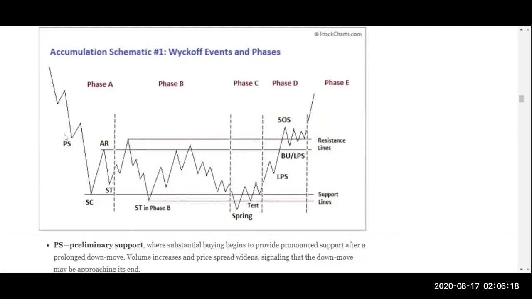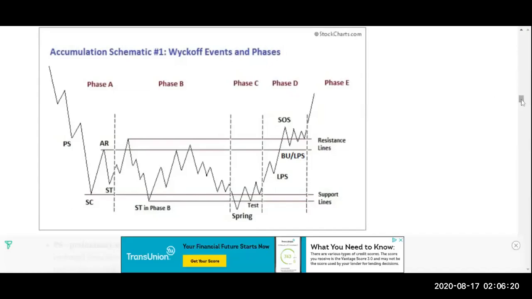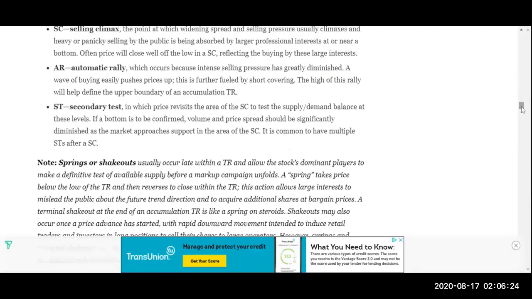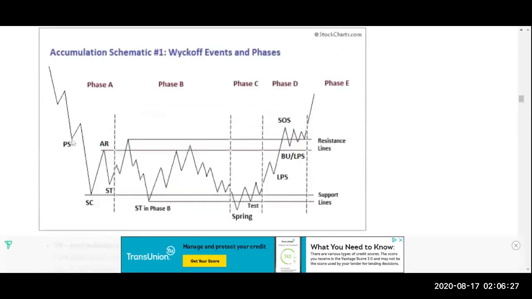So this PS, I can't remember what everything really stands for, actually, the terms down here at the bottom. But I'm just giving a quick rundown anyways. You got your PS. This is phase one. You'll bounce up, then you'll come down to a climax. Basically, this climax is saying that the downtrend is over.